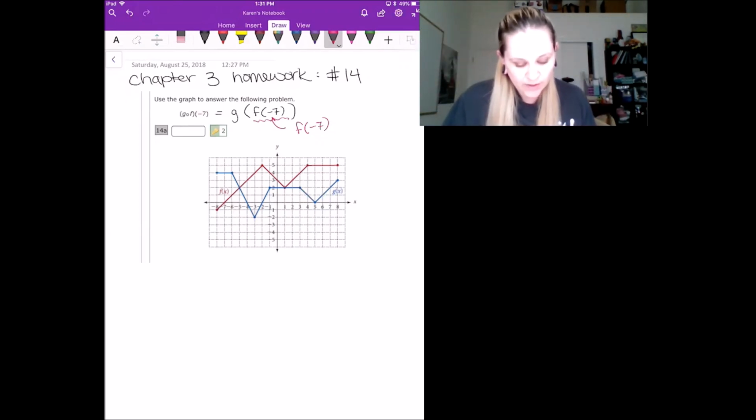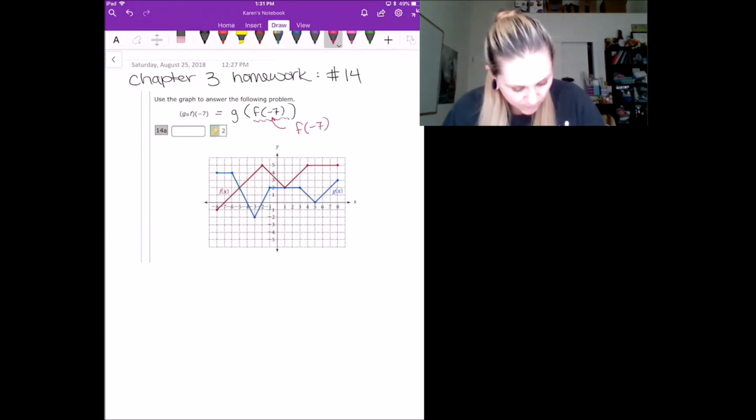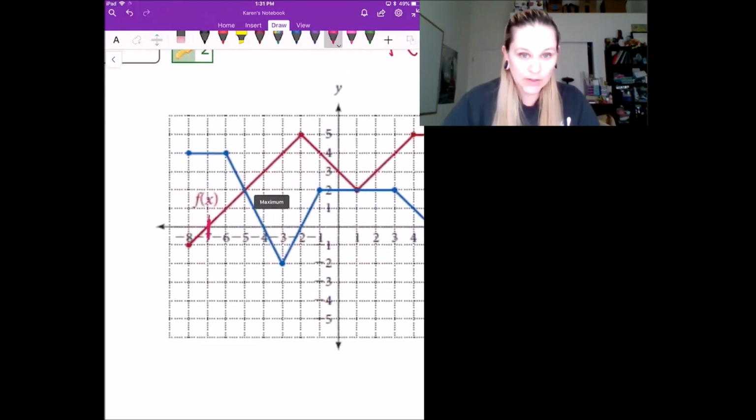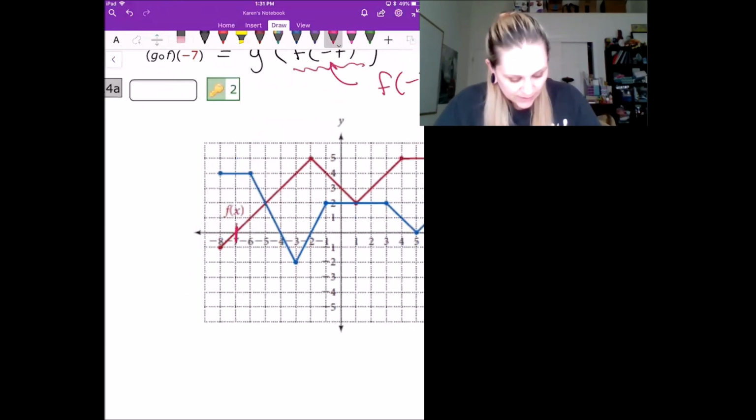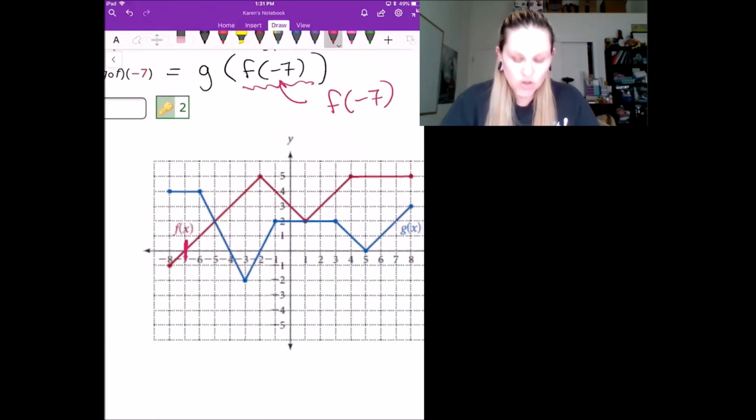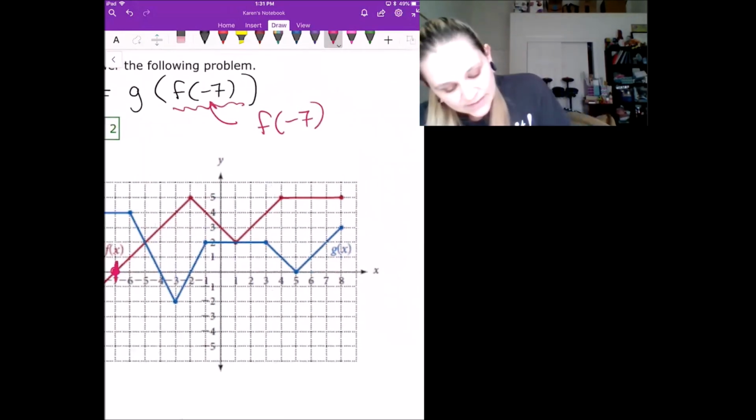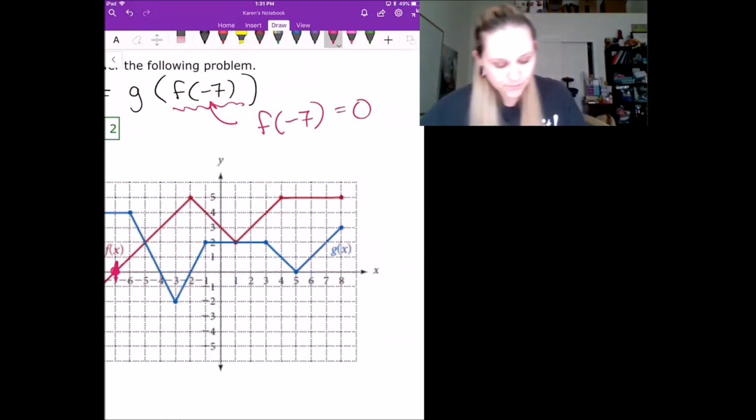So if we look where x is equal to -7, that is right here, and it hits that red graph. Let me kind of zoom in a little bit. X being -7 is right here, and we're looking for where it hits that function f. We want to know the y value when x is -7. So the y value right here is 0. It actually has a height of 0. So f of -7 equals 0.